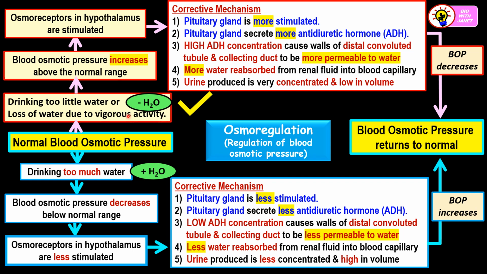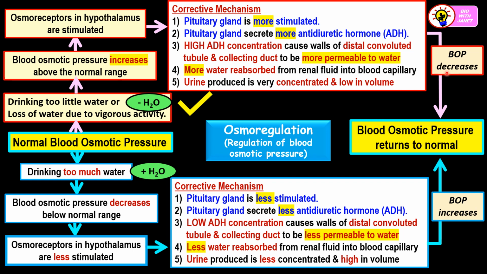Whatever it is, the body now lacks water, has too little water in the blood. So the blood osmotic pressure increases because the concentration of dissolved substances will increase when there's less water in the blood, and the concentration of salts will increase. So the blood osmotic pressure will also increase above the normal range. And then the osmoreceptors in the hypothalamus will detect the change and be stimulated. Then a corrective mechanism is carried out, which we are going to discuss in the next slide, to bring the blood osmotic pressure back down to normal.